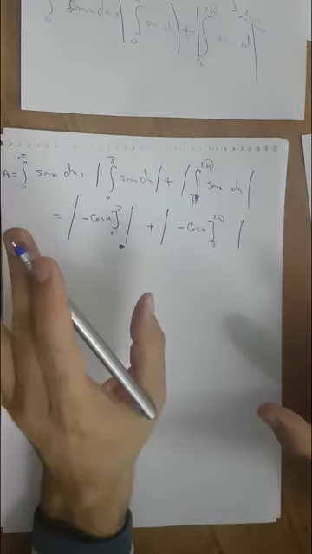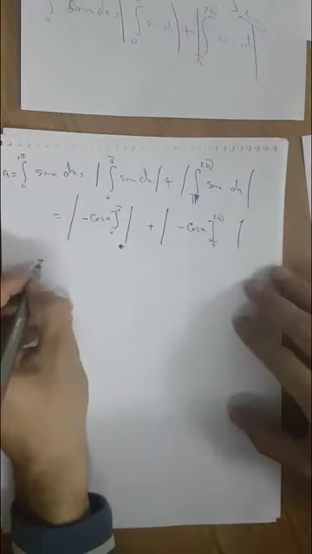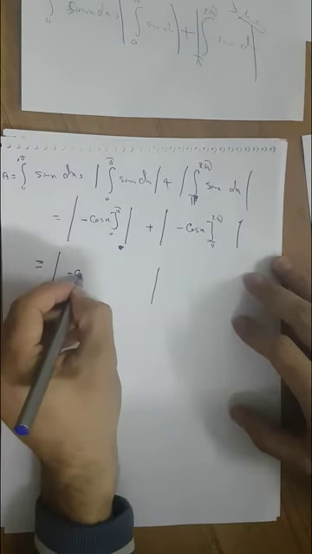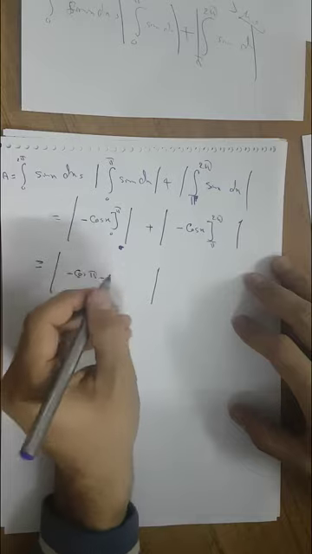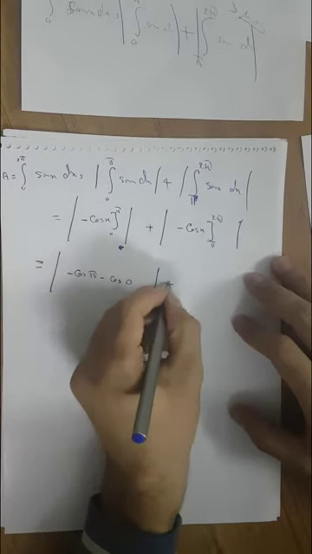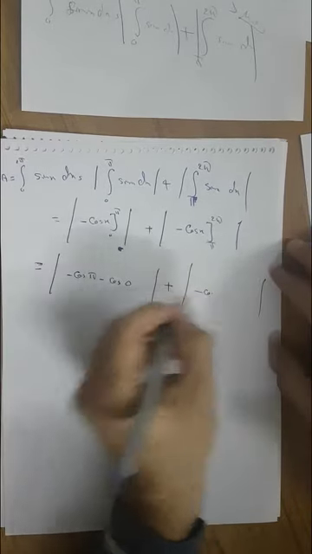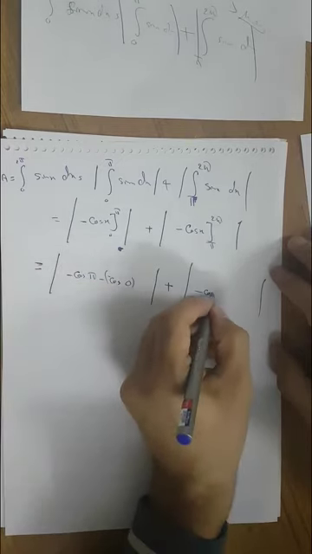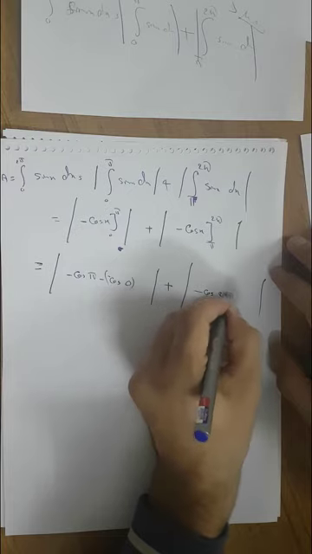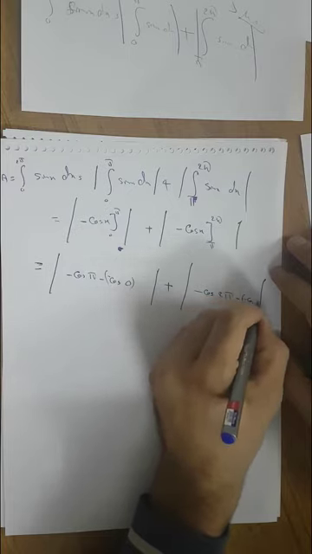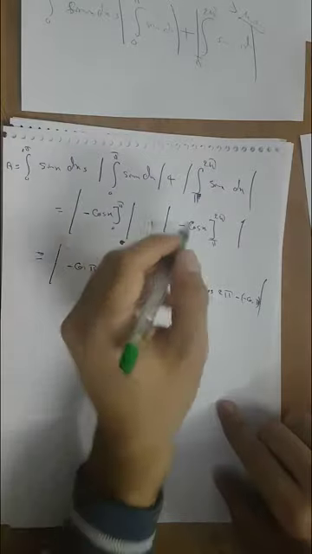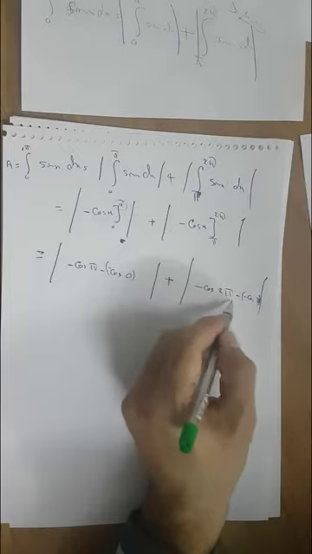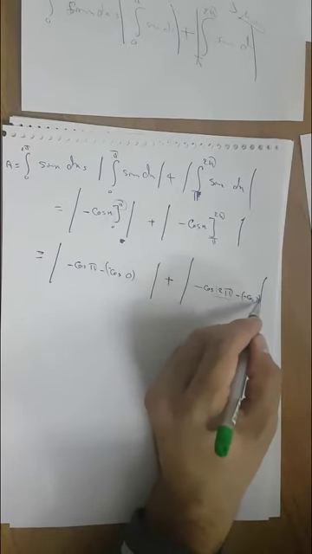Don't take the absolute value quickly, just be patient. So this one is equal to what? Minus cosine pi minus cosine 0, plus again minus. Sorry, the minus will be changed. Okay, minus cosine 2 pi minus cosine pi. Am I right? Look, I put pi here, minus 0. 2 pi here, minus pi.